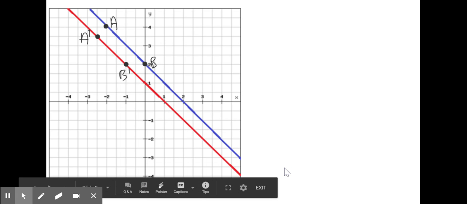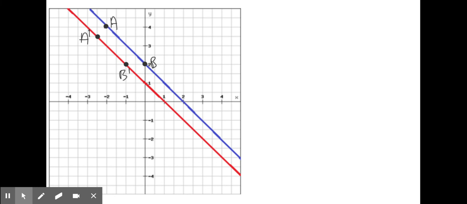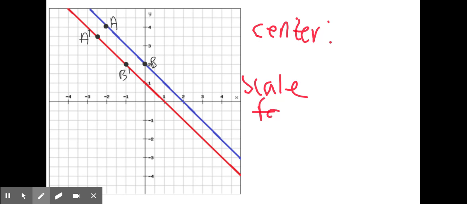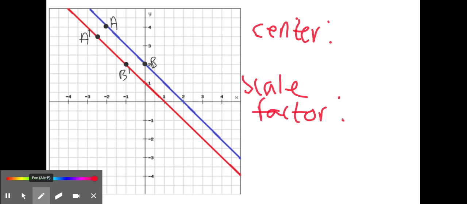Okay. Before we finish, we are also going to look at what we can do if we are given a dilation and asked to find the center and the scale factor. So before you find the scale factor, you're always going to find the center. And the way we can find the center is basically creating a line that goes through corresponding points.